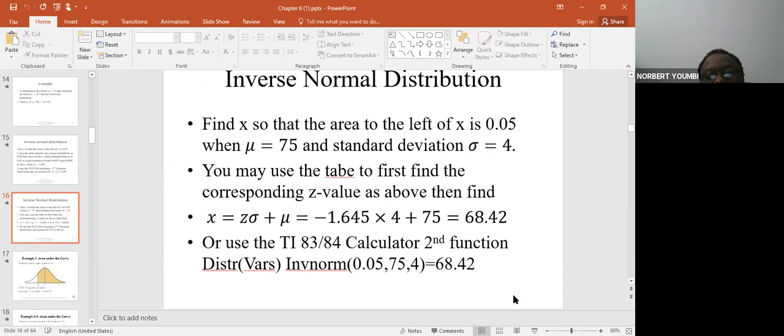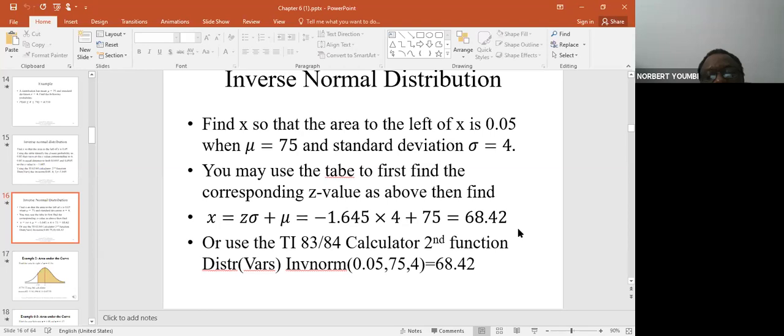We can have this type of problem also for a regular normal distribution. For a regular normal distribution, we may want to find the value of X so that the area to the left of X is 0.05, when mu equals 75 with standard deviation 4. To do this, we are going to look into the Z distribution table to find the Z value so that the area to the left of Z is 0.05. We get that value to be negative 1.645. The formula for X is X equals Z sigma plus mu. So we'll do negative 1.645 times sigma, which is the standard deviation, plus 75, which was the mean, and we will get 68.42.